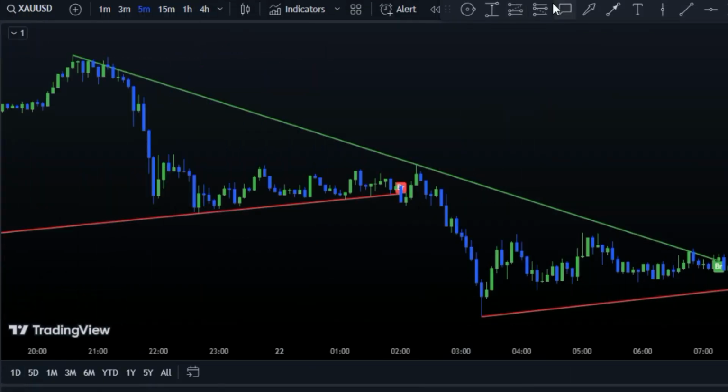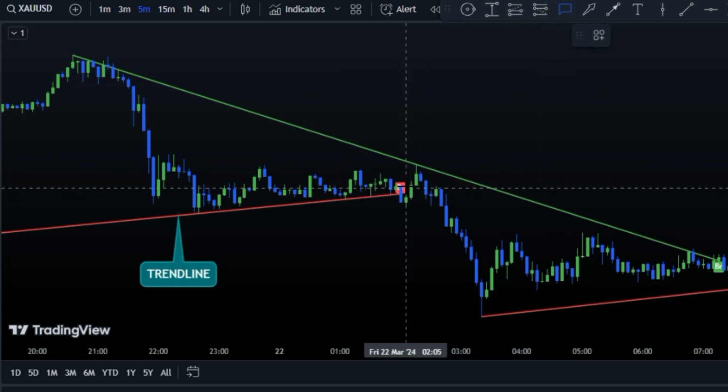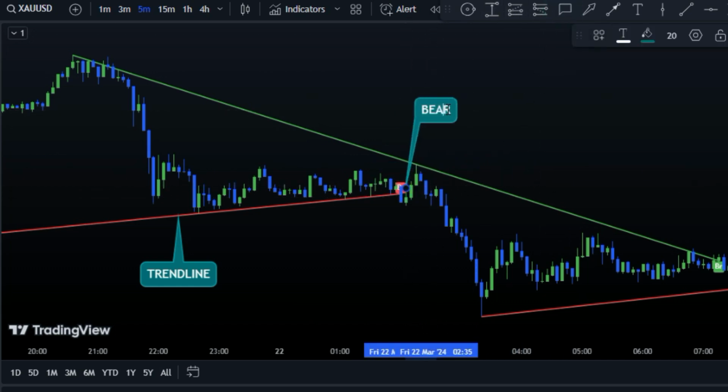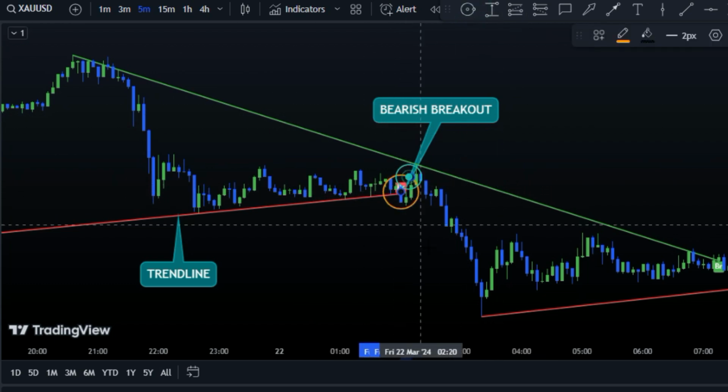The pivot trend line with breaks indicator is a useful tool that helps us spot key points on the chart called pivot points. It draws trend lines based on these pivot points, making it easier for us to see patterns and trends. What's really cool about this indicator is that it shows us when price breaks through the trend lines.